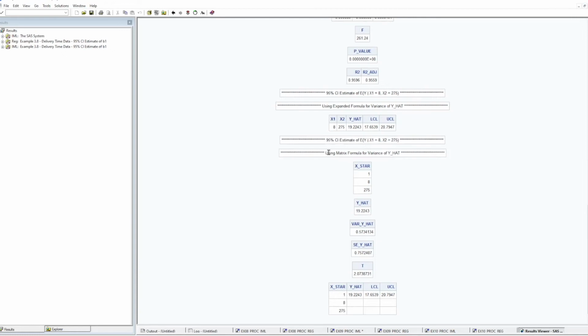In the second formulation, we're using the matrix formula for the variance of y hat. You see here that we get exactly the same lower and upper confidence limits that we had using the expanded formula for the variance. So that's how we can estimate the average value of the response at given values of the explanatory variables with PROC IML.